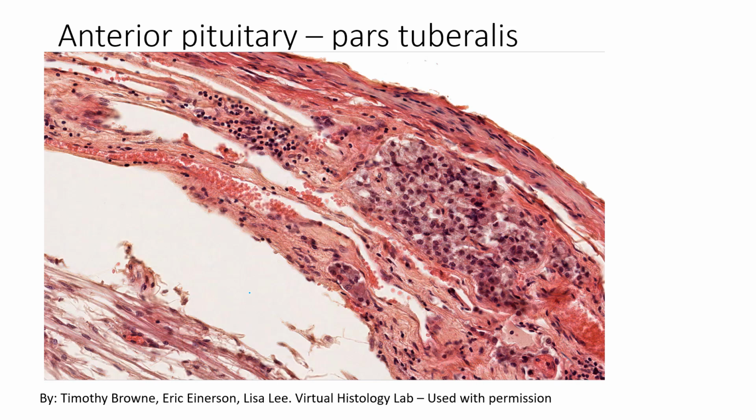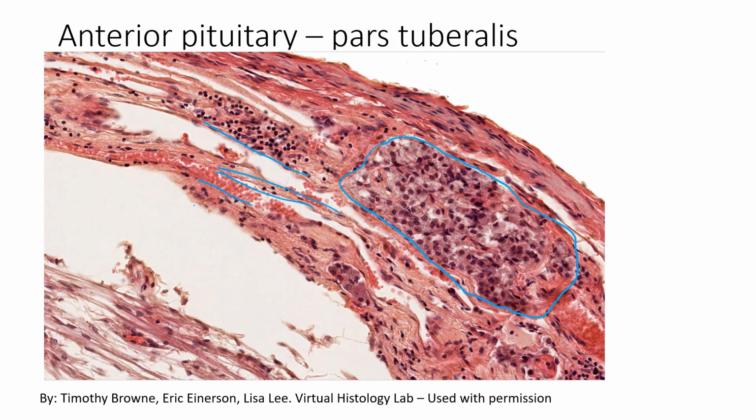If we look in the pars tuberalis, we're going to see a patch of secretory cells here. I really love this picture because you can also see the blood vessels of the pituitary portal system in here. I just think that's really rad. So these cells are primarily gonadotrophs. They're going to make gonadotropin hormones.